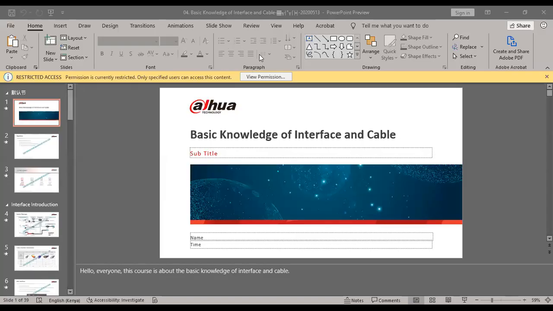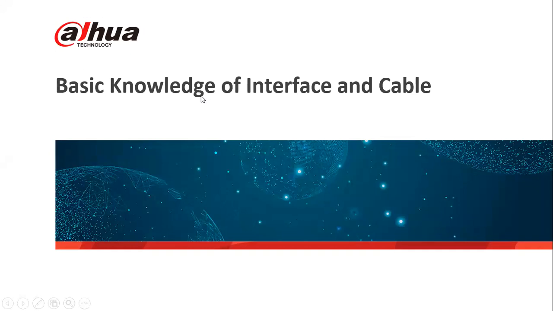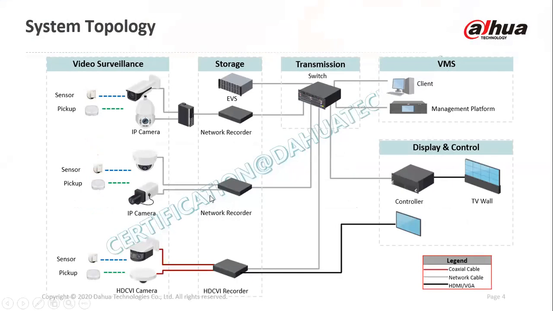So we're going to talk about basic knowledge of interfaces. We talk about the interface that you're using, cables, etc. If you're going to have your analog camera and IP camera, and then the pickups, how do you connect them and which kind of cable do you use for each scenario?